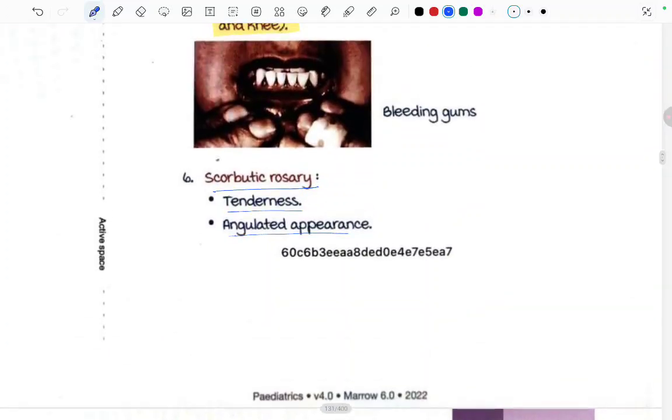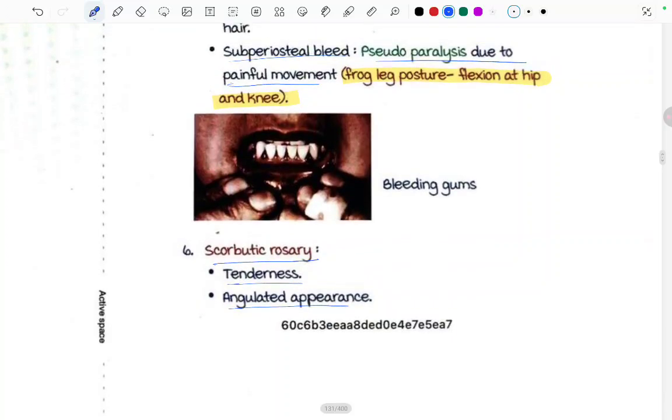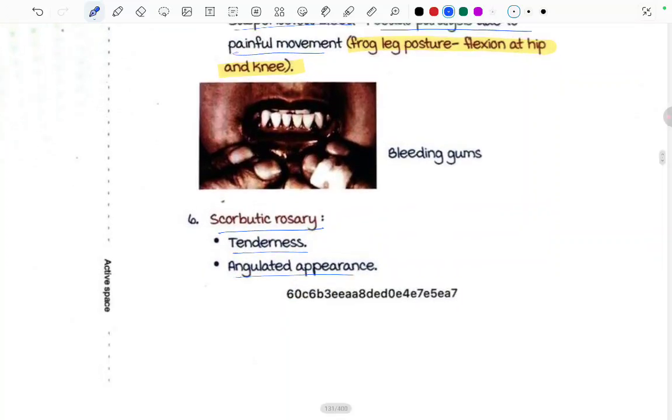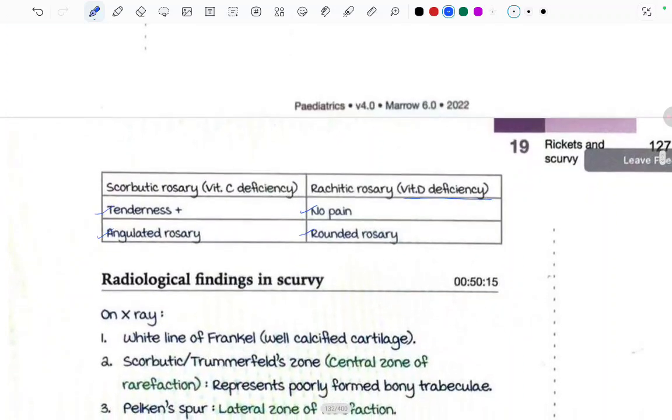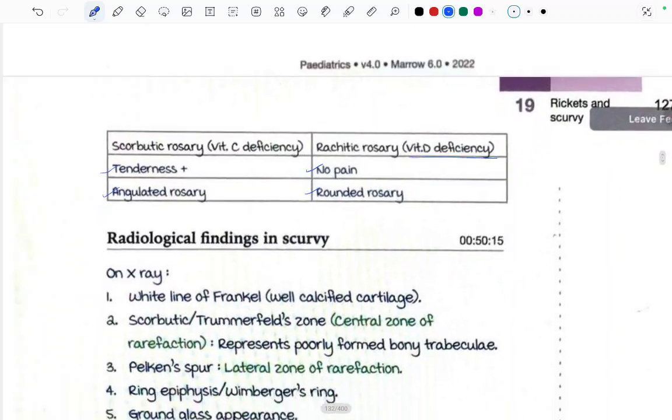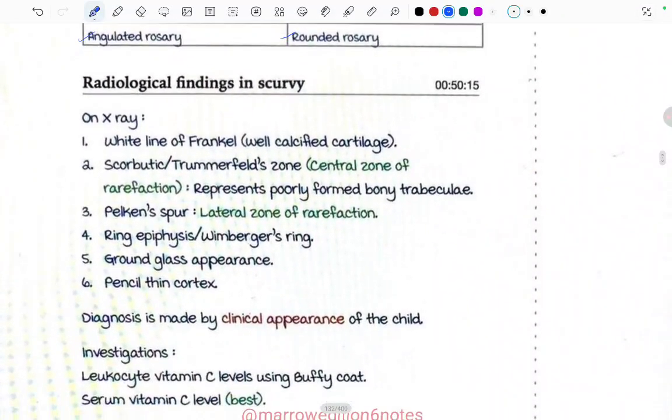In the rachitic rosary, which was occurring due to vitamin D deficiency, there was no tenderness. So this is the difference between the scorbutic rosary due to vitamin C deficiency and rachitic rosary due to vitamin D deficiency. In scorbutic rosary, we read, right, tenderness is present and it is an angulated rosary. But in rachitic rosary, there is no pain and there is a rounded rosary as compared to the angulated one in vitamin C.